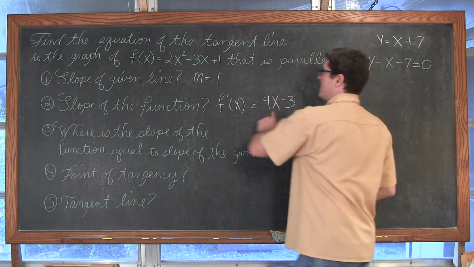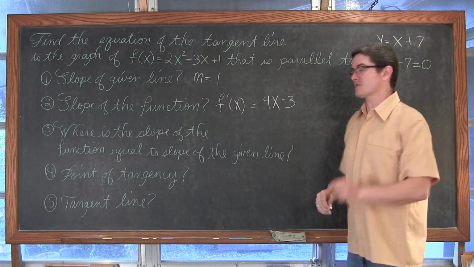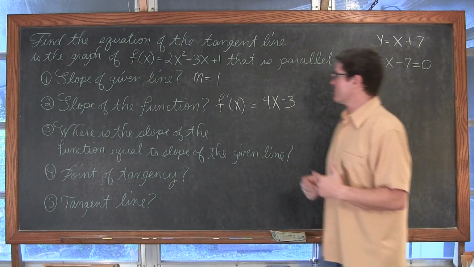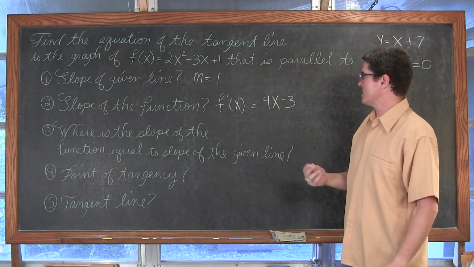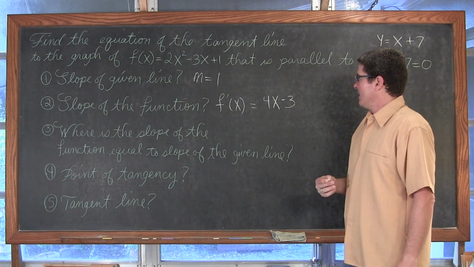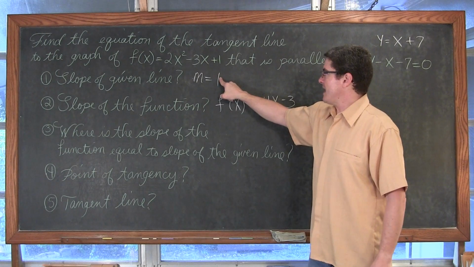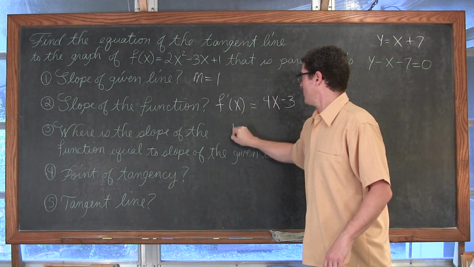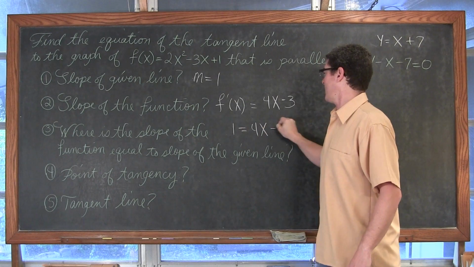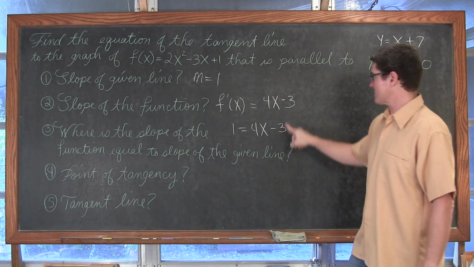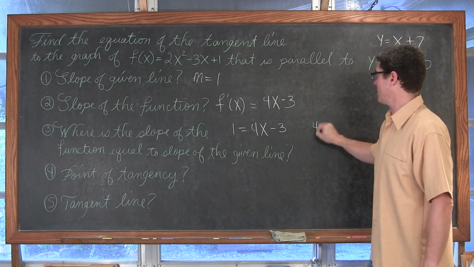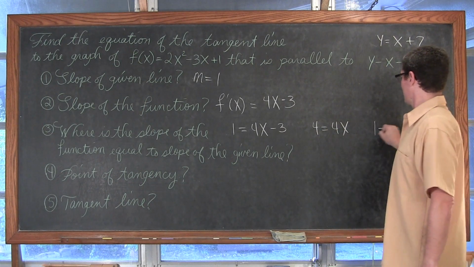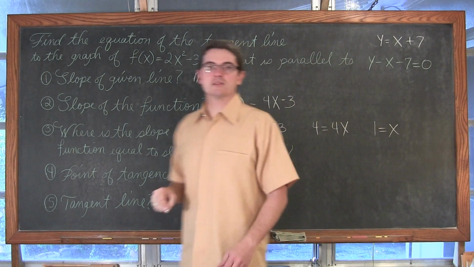Now, if I know the derivative of this function, and the derivative gives me the slope of this function at any point where the derivative exists, then I can just say, okay, well, I need to have a slope of 1. I need my derivative, my slope of that parabola, to equal 1. So 1 is equal to 4x minus 3. When I solve that for x, I add 3 to both sides and get 4 equals 4x. Divide both sides by 4 and get 1 equals x.